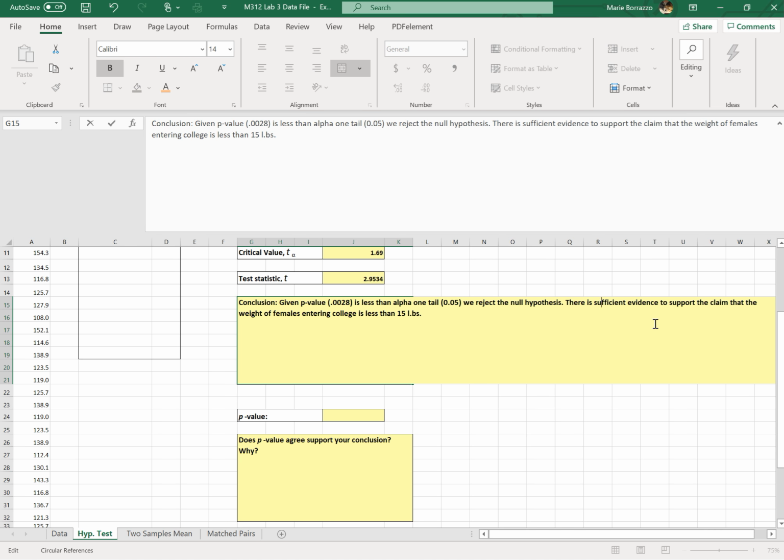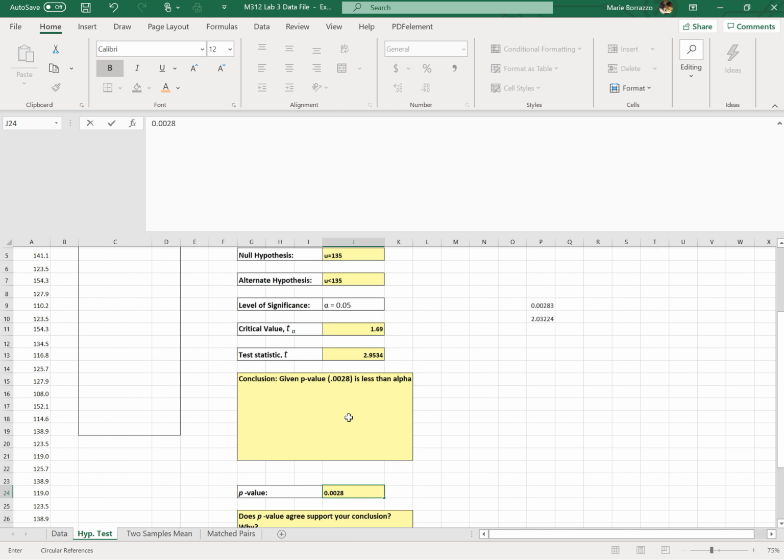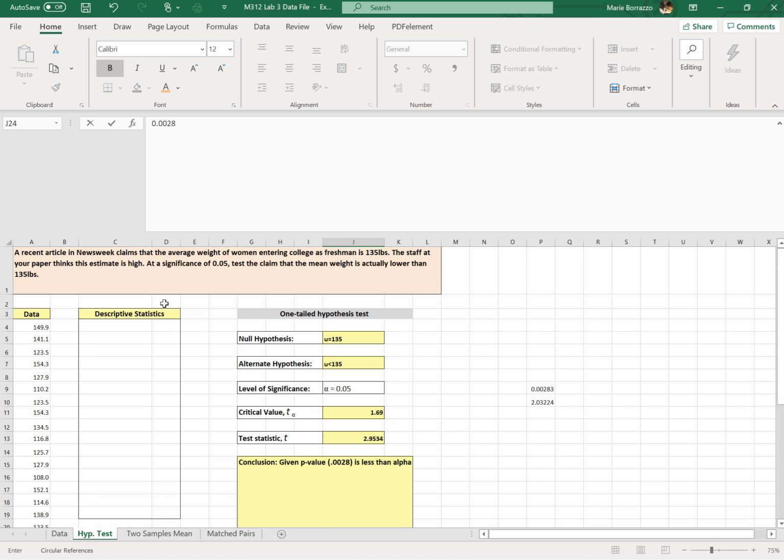Again, the reasoning behind that is if p is less than alpha, we reject the null. Our p value, which we obtained, was 0.0028, and if I leave it there, that should be sufficient. And once again, those are the two characteristics.